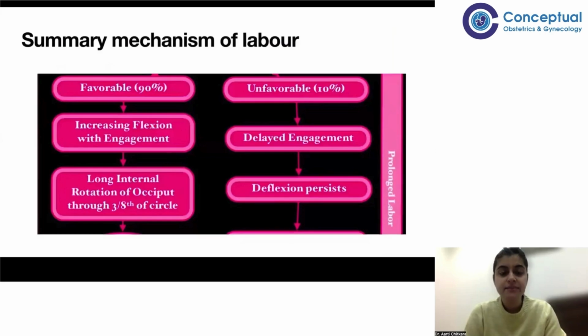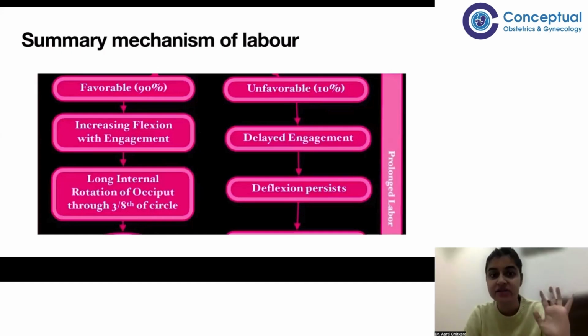What happens is, I hope you all remember the steps of mechanism of labor, the cardinal movements. Should I go back and revise those? It is ED FIRE figure, that is engagement, flexion, descent. Again, flexion goes on happening. Then there is internal rotation, restitution, delivery, external rotation, and then relaxation, like extension of the head that happens. So the favorable outcome that happens in 90% of the patients, there is increased flexion with engagement.